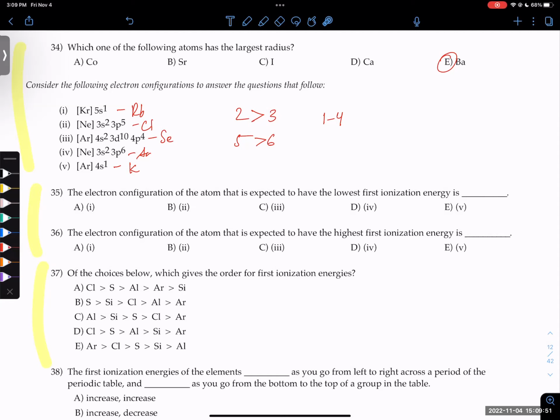Basically, if Dr. Arnold would give us a question, he wouldn't give us the ionization energy like that. No, we're looking for the lowest first ionization. We just said that it increases as you go left to right and decreases as you go down.